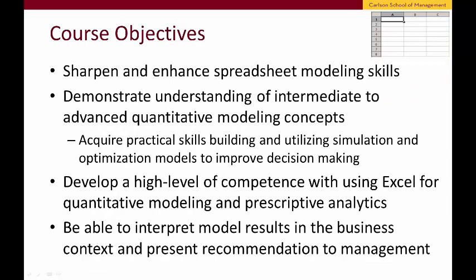The major objective of this class is to enhance your spreadsheet modeling skills and get you acquainted with a few advanced quantitative modeling concepts, namely simulation and optimization modeling. In the process of doing so, you will develop a high level of competence with using Excel for quantitative problem solving and analysis, as well as interpreting and presenting the recommendations to management in plain English.